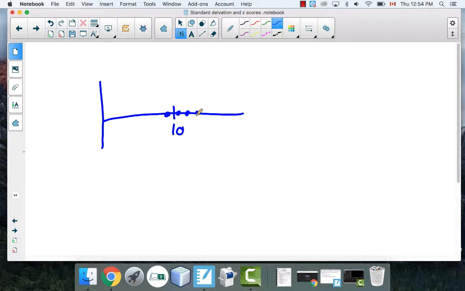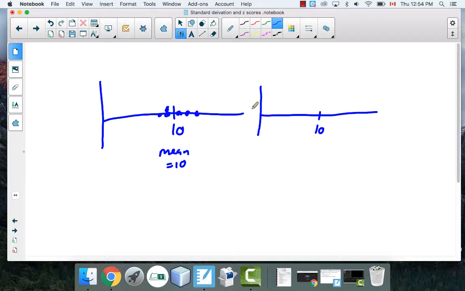a whole pile of values that are close to 10. Maybe I have some the same. They're all sort of in the same area here, okay? So my mean equals 10. That number 10 does not tell me how spread out my numbers are. I could have the same exact type of graph.